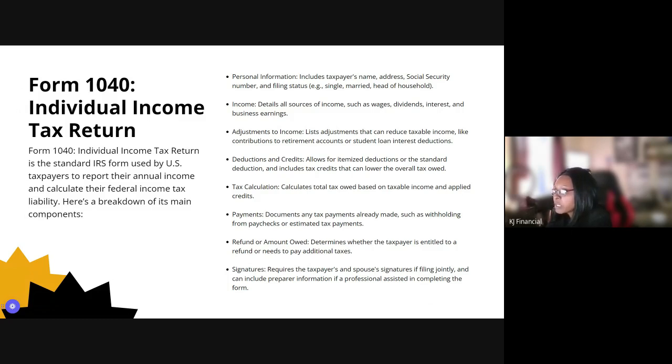Then you have your deductions and your credits, which will allow you to itemize deductions or take your standard deduction. Standard deduction is automatically given to everybody that files taxes, and it's just to try to help out your liability. But if you itemize, which means you go through all your different assets, any medical bills, any taxes that you paid outside of what is it, 12,500 that they automatically give us, then you can bring down your tax liability that way as well. Tax calculations calculate the total tax owed based on the taxable income applied to your credits.